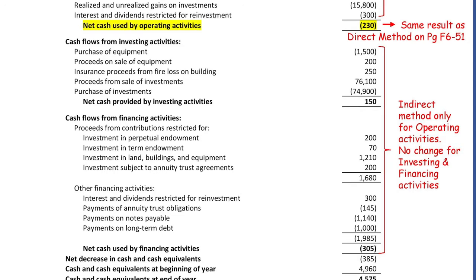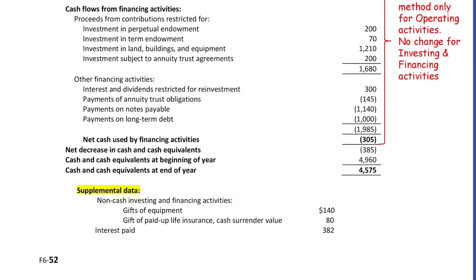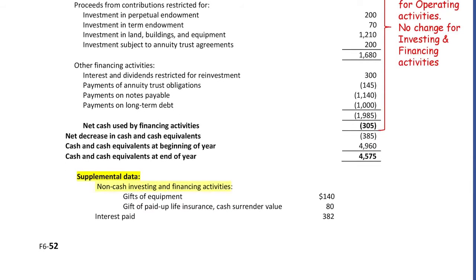Now, towards the bottom of the page, we've got supplemental data, where we've got non-cash investing and financing activities. Besides that, because we are presenting using the indirect method for operating activities, you also need to report or present the amount of interest paid.